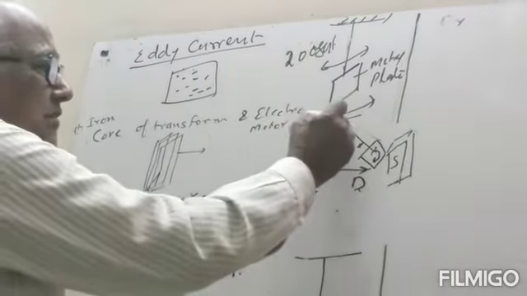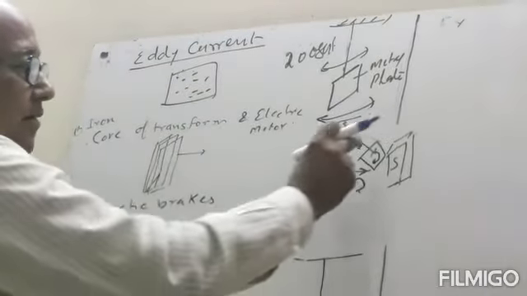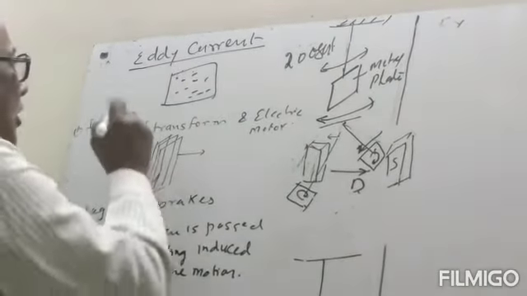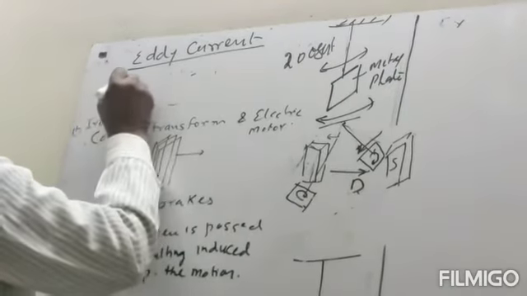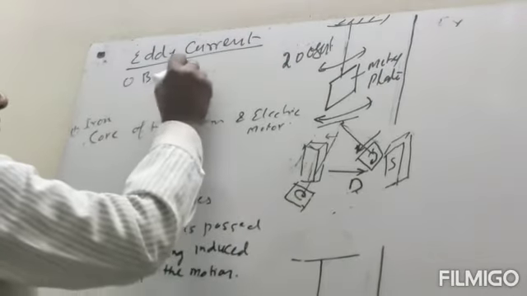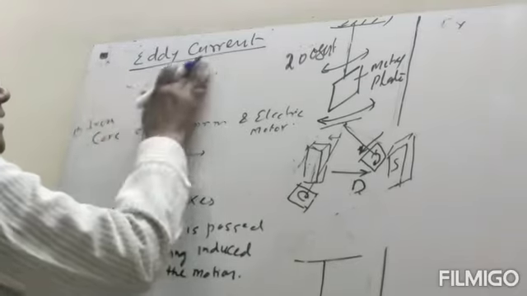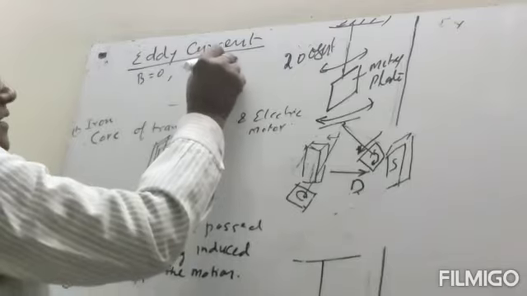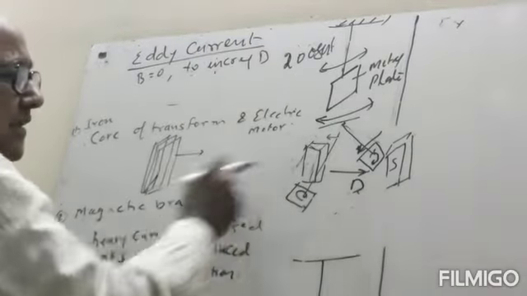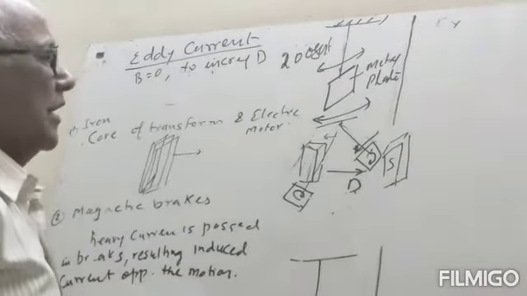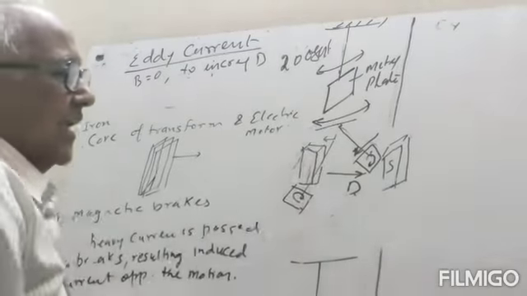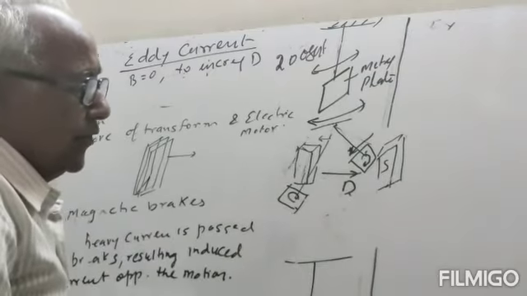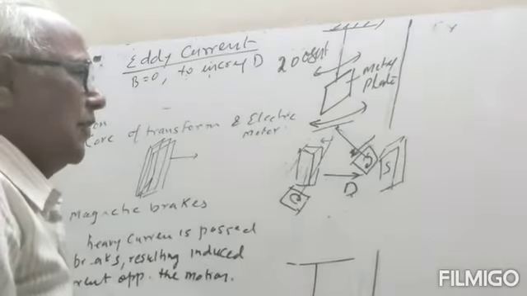Now when this metal plate enters the magnetic field, it goes from B equal to 0 to increasing B. B is increasing as it goes inside. So what will happen? The electrons will experience a force.